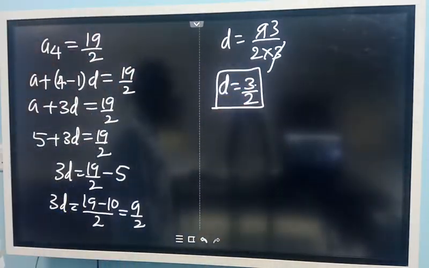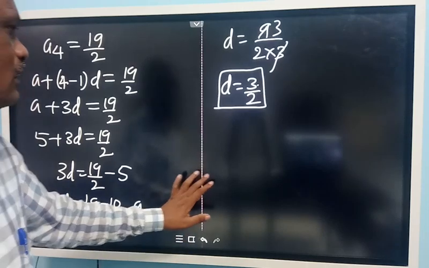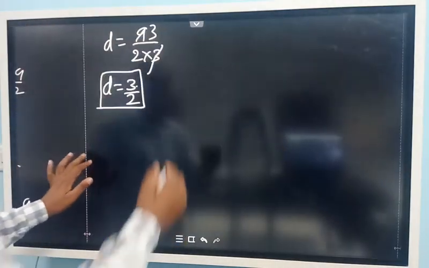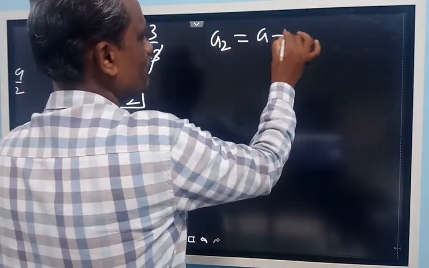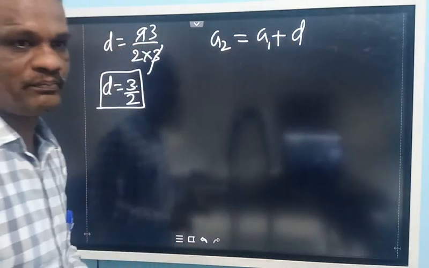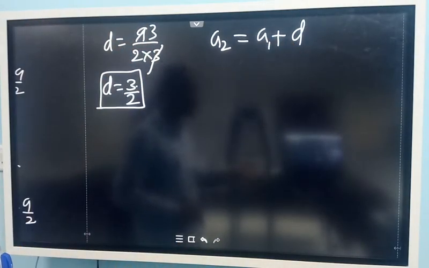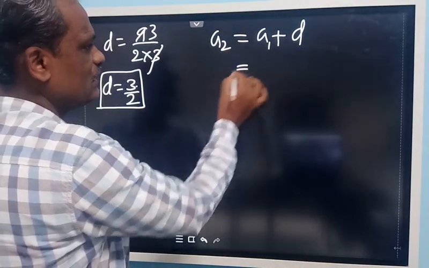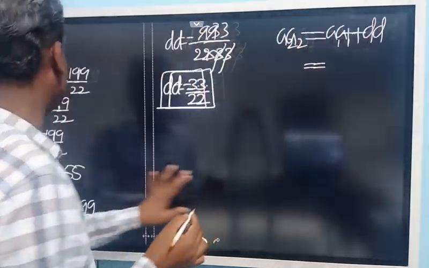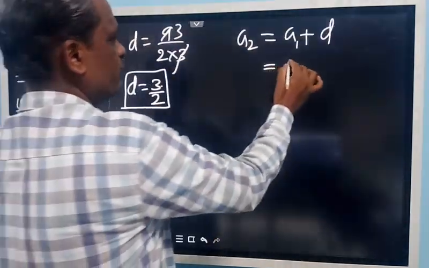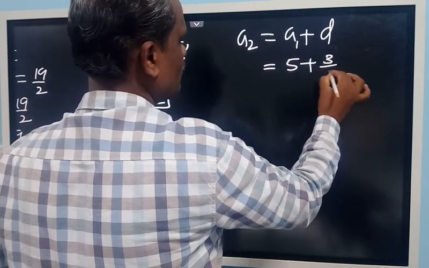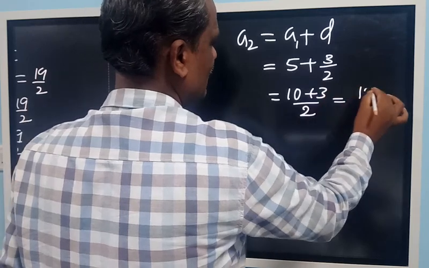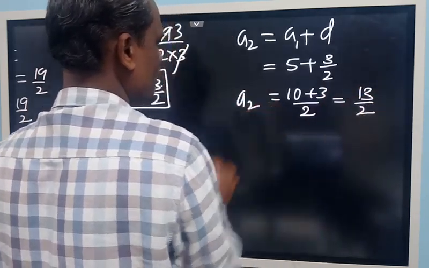Once you know A and D, you can find any term of the AP. So here we need to find the second and third terms. The second term is nothing but the first term plus D. Always add the common difference to the preceding term to get the next term. So A2 means A1 plus D. A1 we already know, it is 5. 5 plus D, the value is 3 by 2. Take LCM, 2 is the LCM, 10 plus 3. It is 13 by 2. So this is the second term.